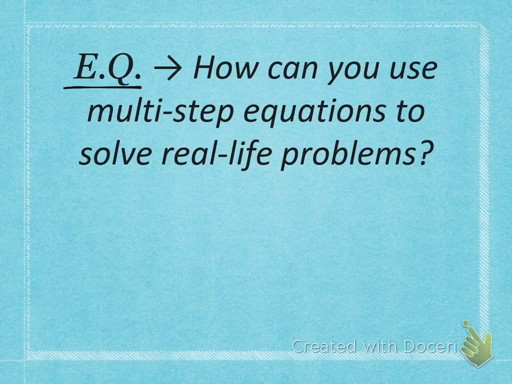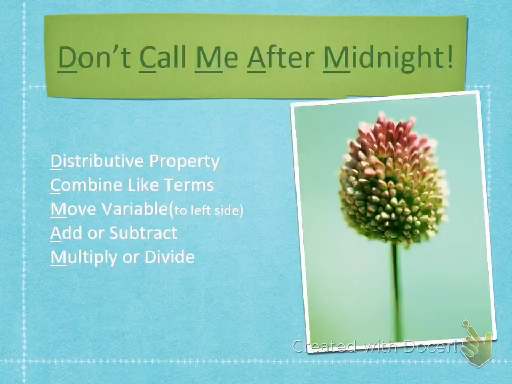So I use the acronym, Don't Call Me After Midnight. And this is going to help us organize our thoughts, all right? Are we going to have to do every step for every multi-step equation? No. But we need a place to start and a place to work to. So we start with the D in don't, which stands for the distributive property. Before we can work any type of equation, we have to do the distributive property if it's in the problem.